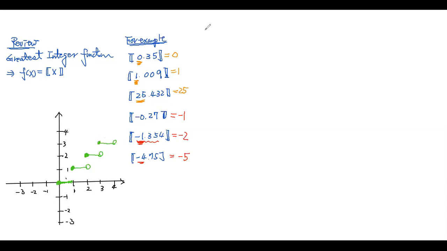For the negative side, let's be careful. Everything between 0 and negative 1, like negative 0.27, will become negative 1. So that's why the function goes like this. Then everything between negative 1 and negative 2 is going to be negative 2. So the function goes like this. That is what we call the greatest integer function. That's also why we say this is a step function. It's kind of like stairs.